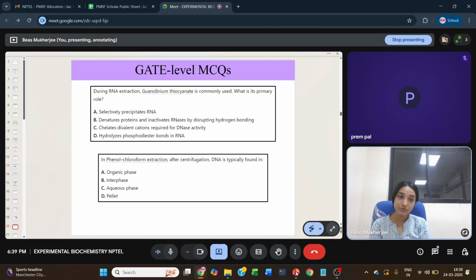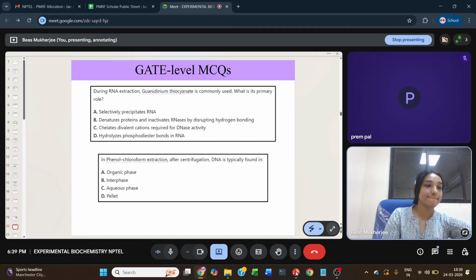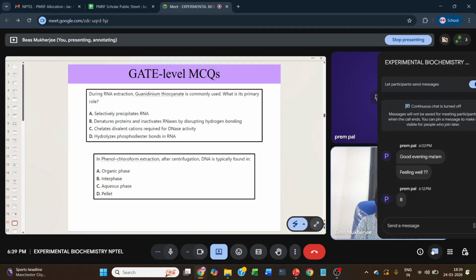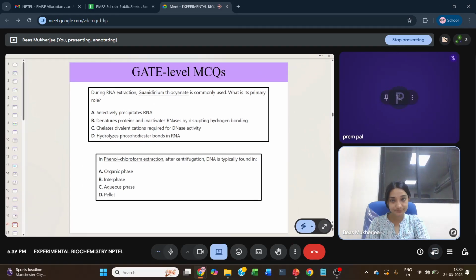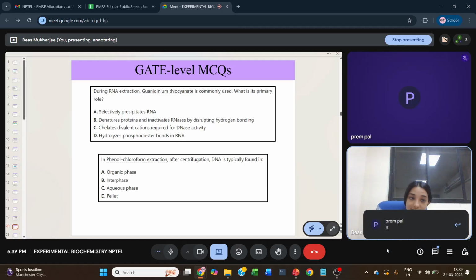Now we will try to solve a few questions. You can answer in the chat box. Let's start with the questions. During RNA extraction, GITC is commonly used. What is its primary role? Selectively precipitates RNA, denatures proteins and inactivates RNases by disrupting hydrogen bonds, or chelates divalent cations required for DNase activity. B. Great. What about the next question?